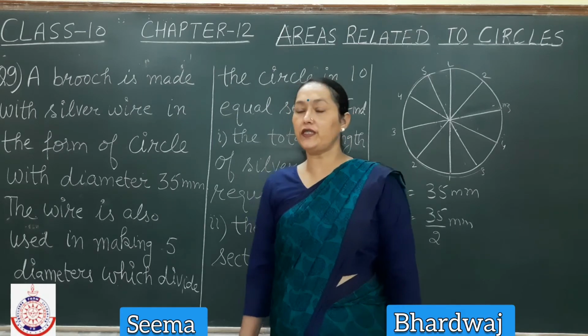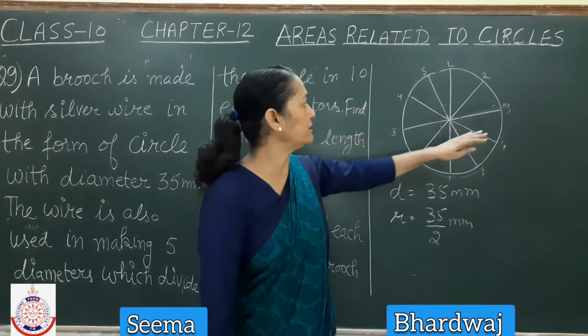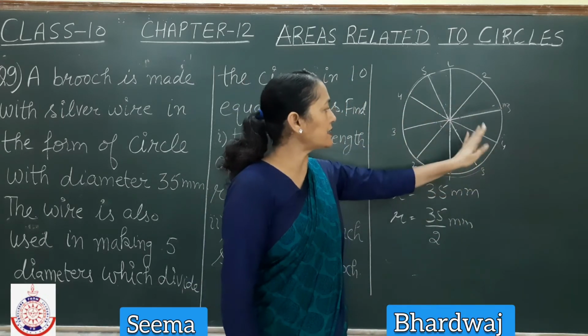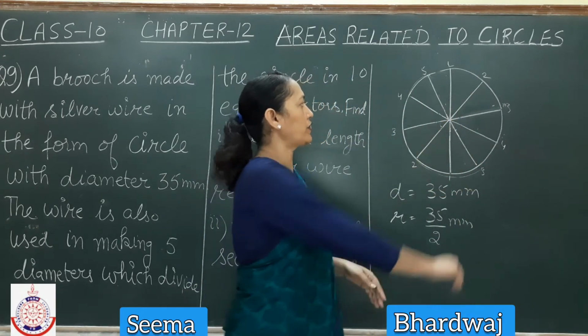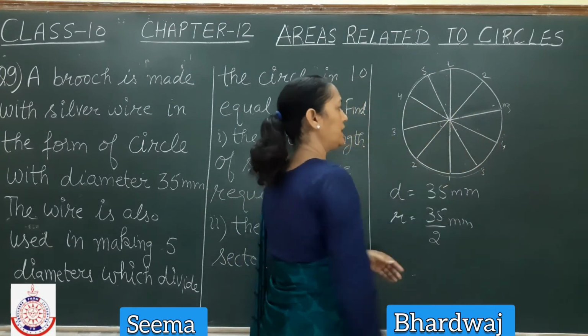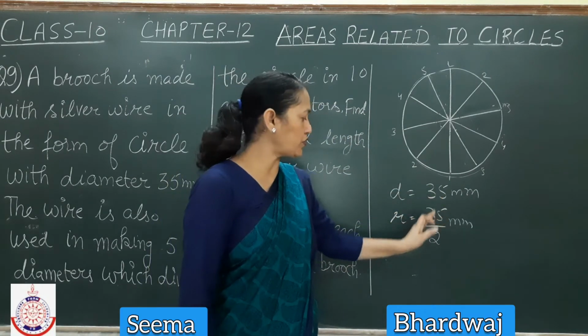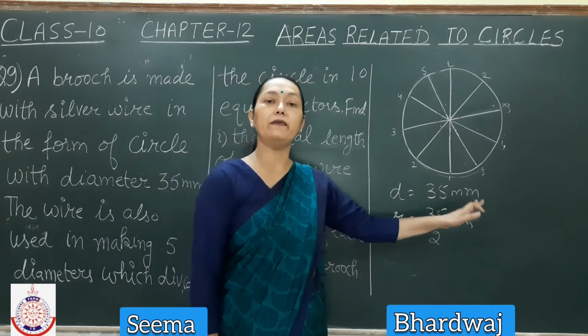In this question, they have given a brooch in the form of a circle. So I have drawn a circle. Then they said in this circle, 5 diameters are drawn. So I have drawn 5 diameters: 1, 2, 3, 4, 5. Diameter is given to be 35 millimeter. So radius will be 35 upon 2 millimeter.